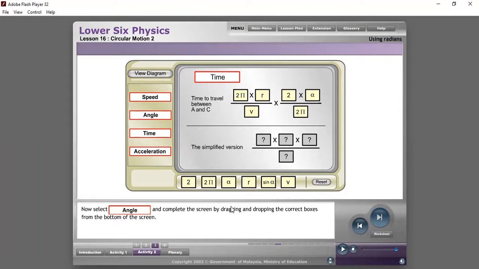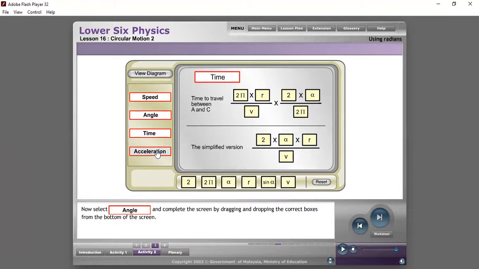So let's rearrange again. So 2 pi and 2 pi cancel each other. So that means we will have r. So that means 2 alpha r over 2 pi cancel, that means left with v.